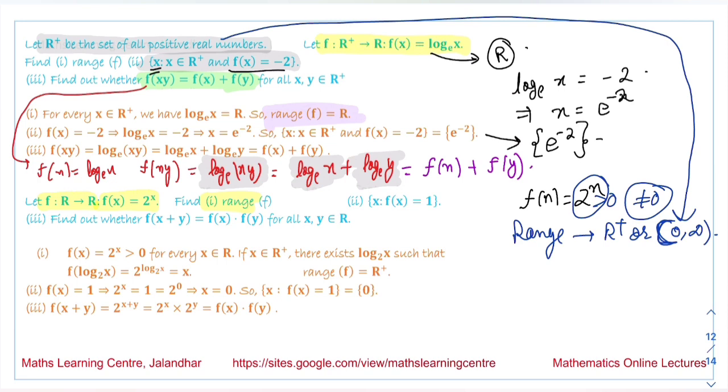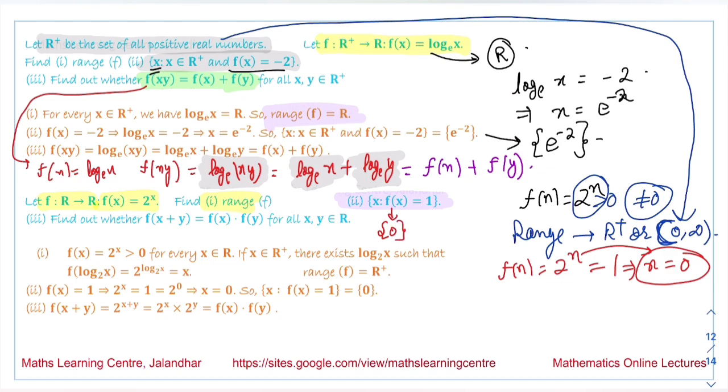Second is, we have to find the set of x such that f x is equal to 1. We are talking about f x that is equal to 2 raised to power x is equal to 1. It means x is equal to 0. This is possible only when we take the value of x is equal to 0. So when we are talking about this set, the answer we have is the set with the element 0.